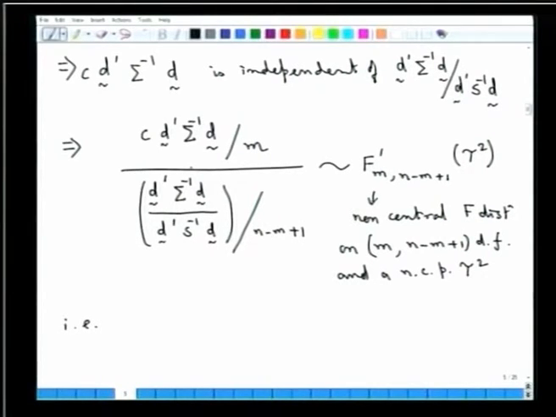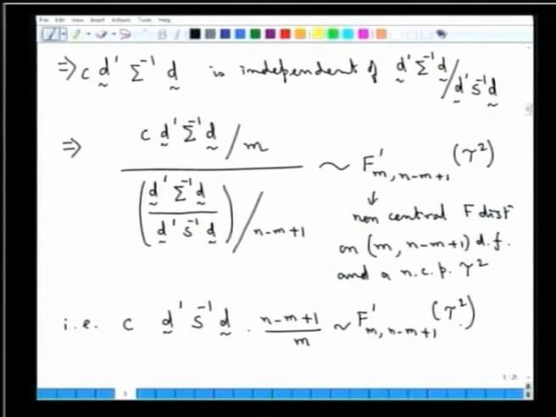Now if we simplify this particular term, what we will be getting is this term d prime sigma inverse d cancelling out. So we will have c d prime s inverse d, multiplied by n minus m plus 1, divided by m. This follows this F prime, the non-central F distribution on m, n minus m plus 1 degrees of freedom, and the non-centrality parameter equal to tau square.